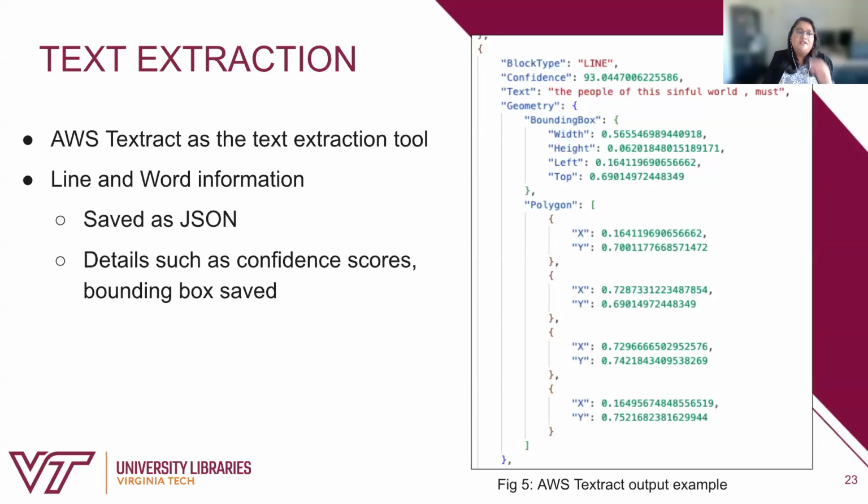Now we move on to the text extraction part of it. As I mentioned earlier, we are using AWS Textract as the text extraction tool. Textract gives us the block type, which can be line or word, the confidence of that, and the text that was extracted, along with other information such as IDs and the bounding box. We save all this information in DynamoDB as JSON, so we make sure to preserve every step of the way. We also keep all the information such as confidence scores and bounding boxes, which will be used in later parts of this presentation and will be discussed.